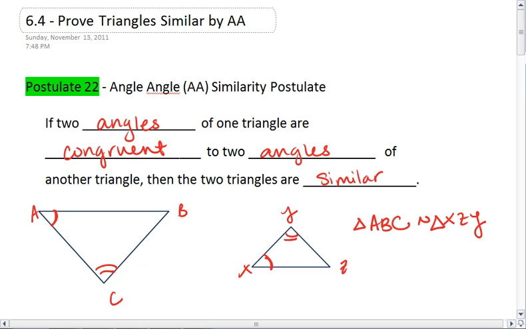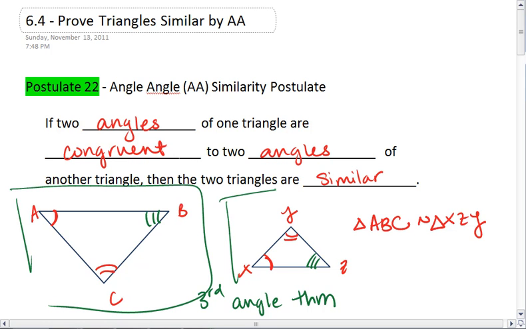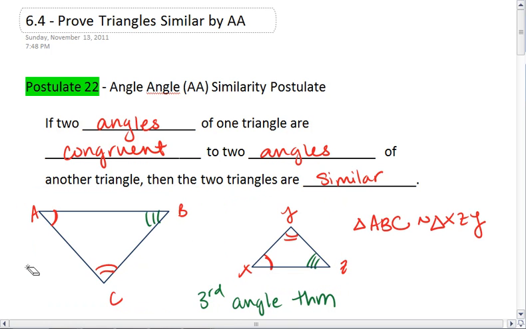The reason for that is we already know if we have two angles in one triangle congruent to two angles in another, then their third angles must be congruent. And that's our third angle theorem. Then, if we have two figures such that all their corresponding angles are congruent, by definition the triangles are similar. And this is how the angle-angle similarity postulate works. Essentially, we only need to show two angles congruent because we would already know by the third angle theorem that the third angles are congruent.